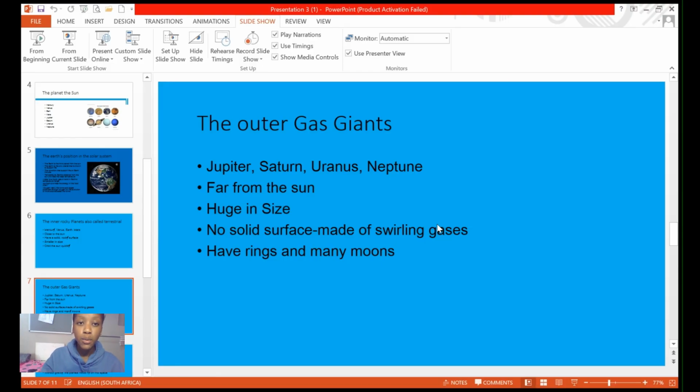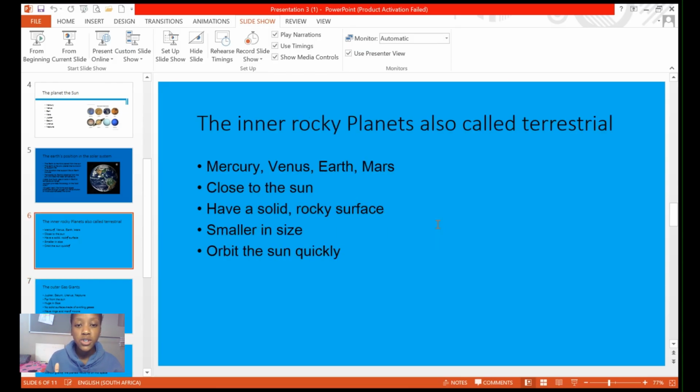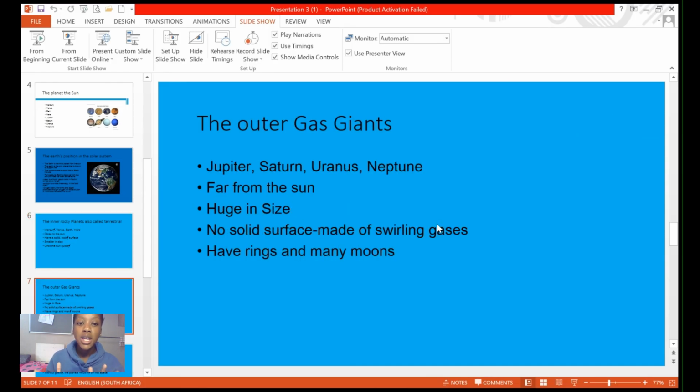Okay, now we're going to move to the outer gas giants. There are four planets: Jupiter, Saturn, Uranus, and Neptune. These four planets are far from the sun and very huge in size, with no solid surfaces, made of swirling gases, and they have rings and many moons around them.